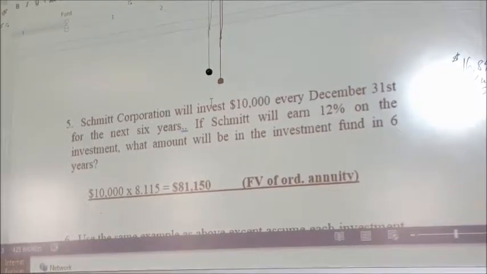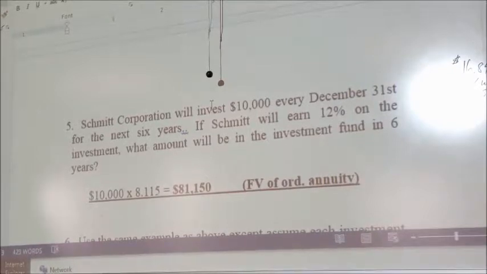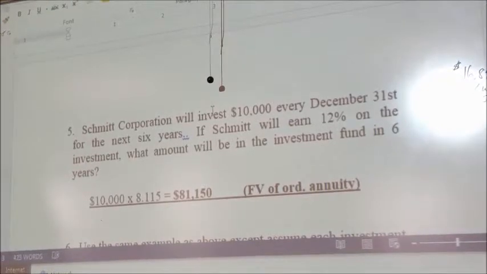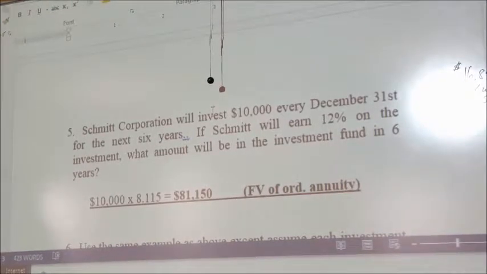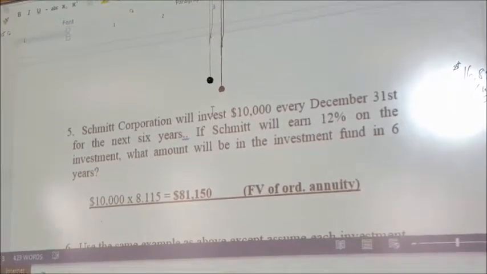I know I'm making payments, and I want to know what those payments are worth in 6 years in the future. So that helps tell me what chart to use, future value of those payments, future value of an annuity, number 40.